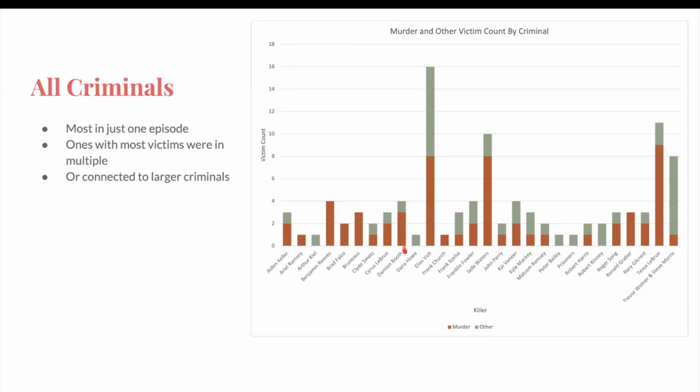So Damian Booth and Dana Howe both worked with Jade Waters, who has a very high bar, and they were in season 2. And in season 3, Tessa LeBrun has the second highest bar of all, and Trevor Woolner and Steve Morris, who were two of the masked people who worked with her, also have a very high bar. However, they were mostly just responsible for holding 7 men captive. Elias, the main criminal of this series, has 8 murder victims on screen and 8 other victims on screen.